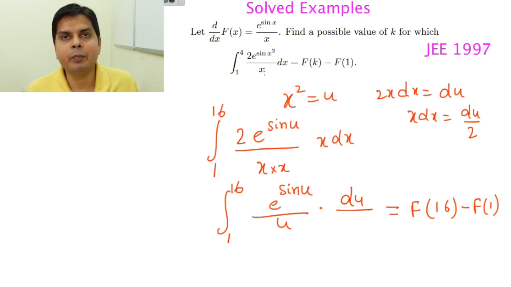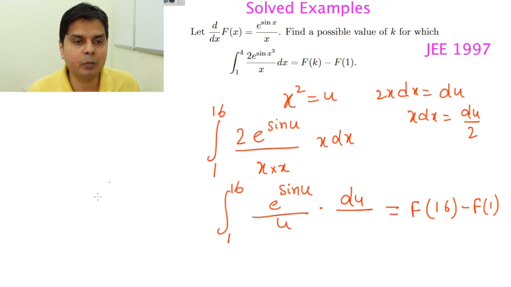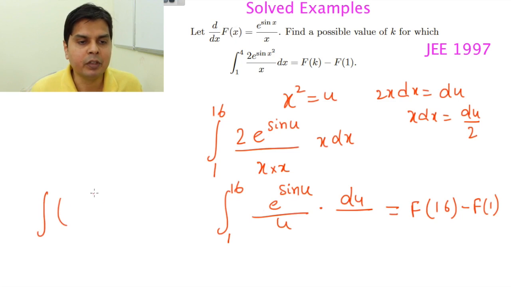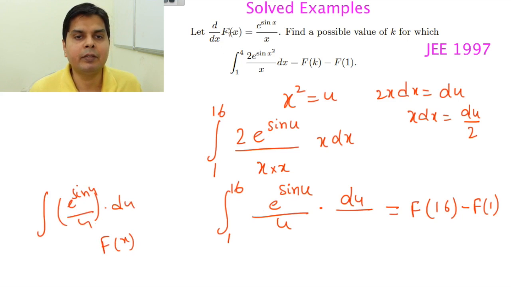So basically, the second part of the fundamental theorem of calculus, what does it say? Suppose I have to integrate any function. Here I have a function in terms of e to the power sin u by u. Then the basic idea of the second part is, you give me a function f whose differentiation is equal to this thing. So I have been given a function f whose differentiation is equal to e to the power sin x by x. So I have to find the value from 1 to 4. Since it was x, it was 1 to 4. Now it has become u, so it will be 1 to 16. So the answer will be f16 minus f1. So k will be 16.